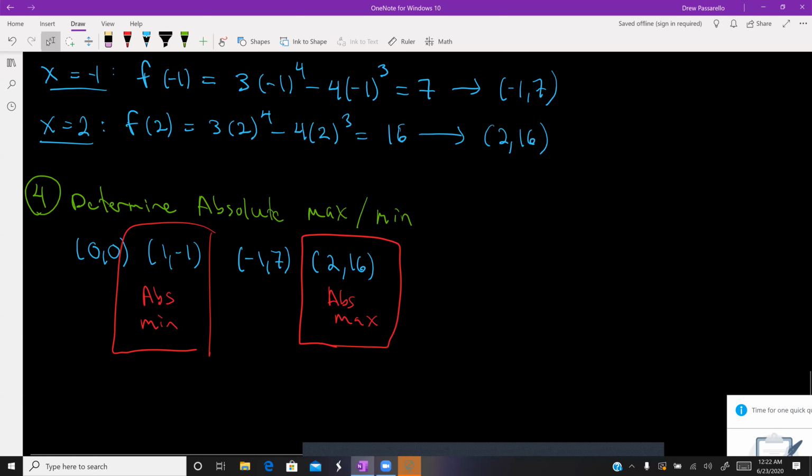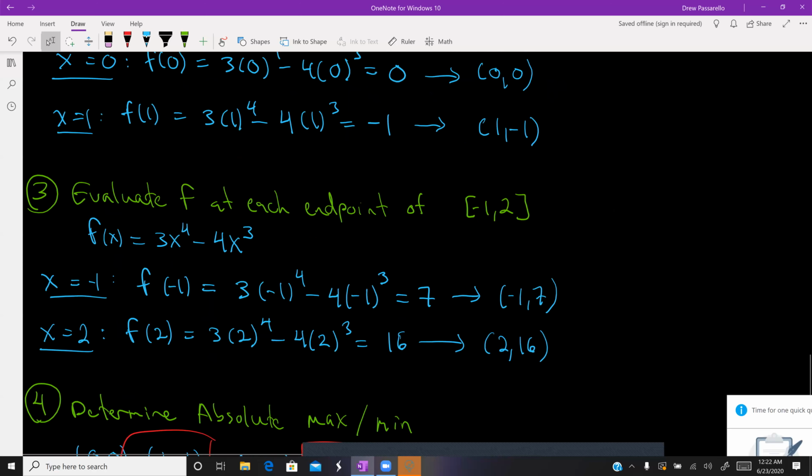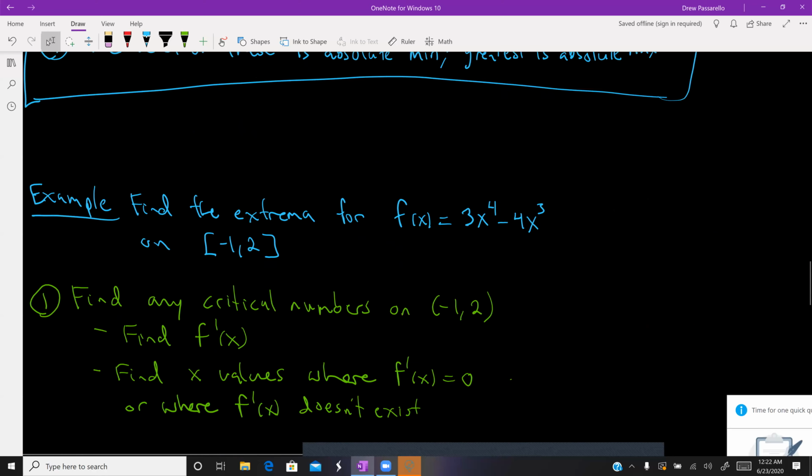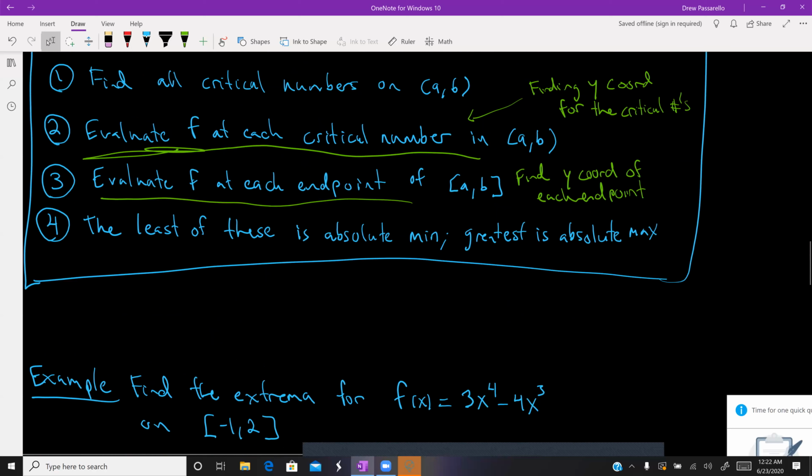And that's how you determine the absolute extrema on a closed interval. This example pretty much captures all of the concepts. In the next video we'll be going through more examples. This is just first demonstrating the concepts.